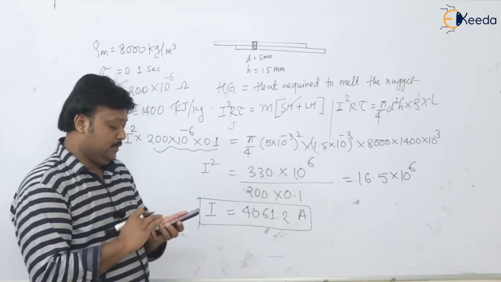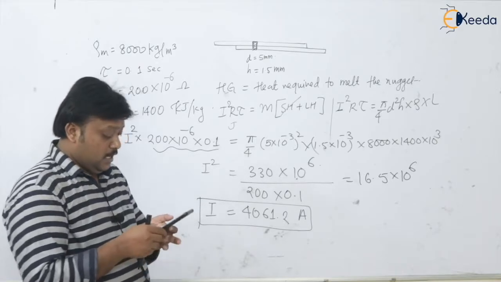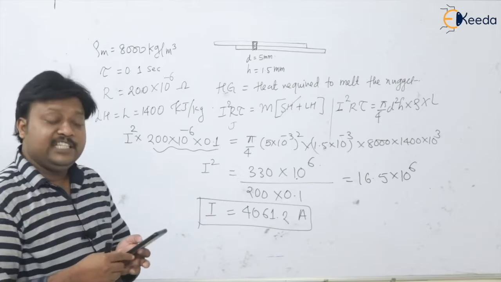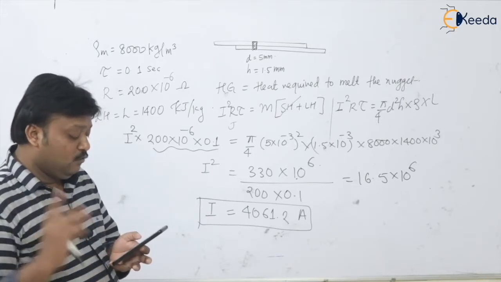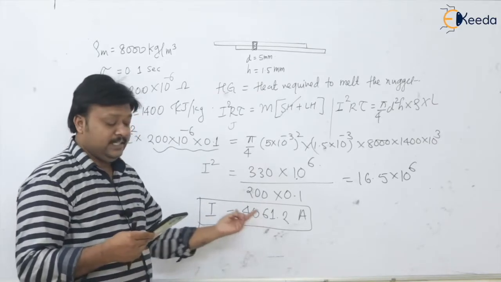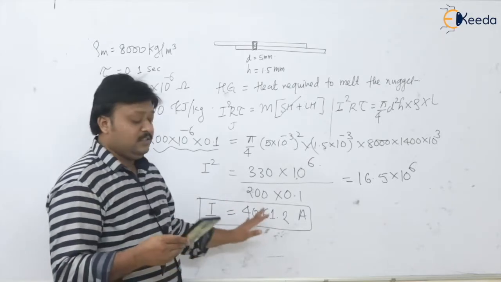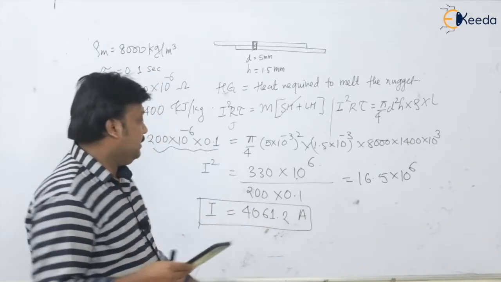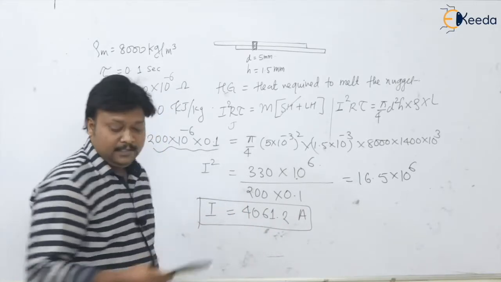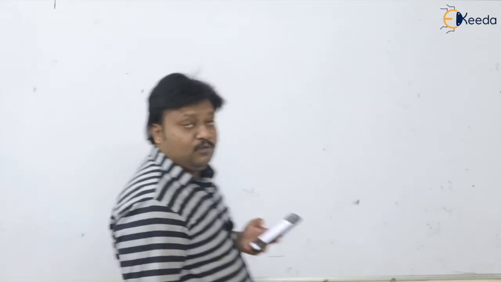Let us see the options whether we have done correctly or not. Option A is 1480 ampere, option B 3300 ampere, option C 4060 ampere. Yes, correct, 4060 nearly they have given in the option, and option D is 9400. So 4061 is our correct answer, that this much amount of current is necessary to get that nugget. Please see DC welding. Next question I am reading.